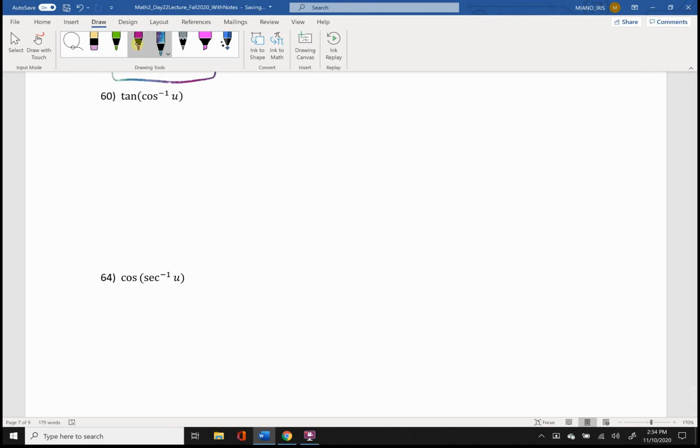Okay, so again, let's take the argument and set it equal to theta. That's always your first move, okay? So then you get to use the cosine equivalent, in this case, for this cosine inverse expression, and say, well, that means cosine of theta must equal u. So we're going to use this to eventually manipulate tangent theta in such a way that we'll be able to write it in terms of u's, okay?